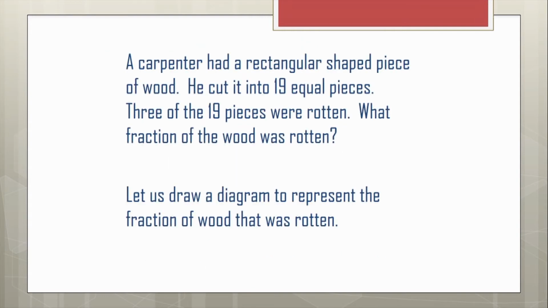Let's try another one. A carpenter had a rectangular shaped piece of wood. He cut it into 19 equal pieces. 3 of the 19 pieces were rotten. What fraction of wood was rotten? Let us draw a diagram to represent the fraction of wood that was rotten. So we already know that there are 19 equal pieces, so 19 will be our denominator. How many pieces were rotten? 3. So let's see if we can get that.